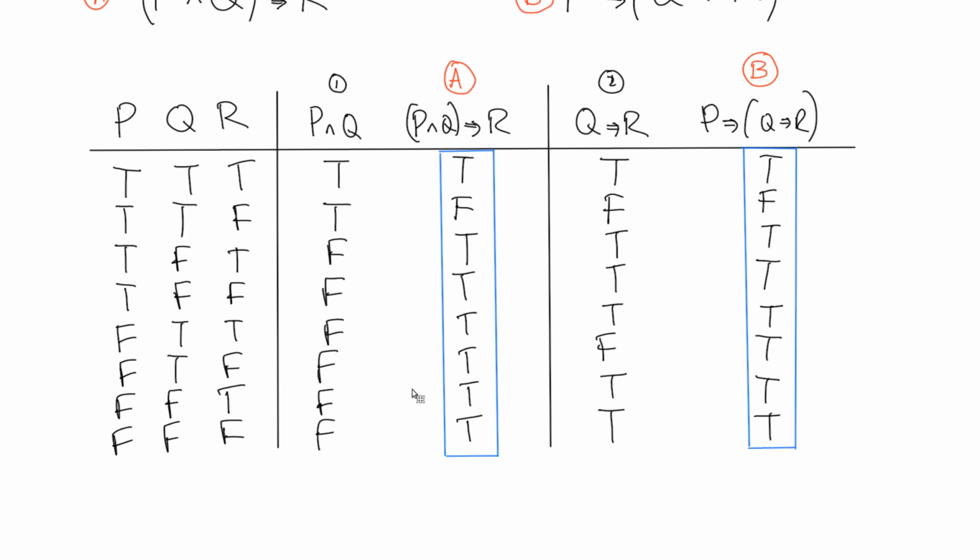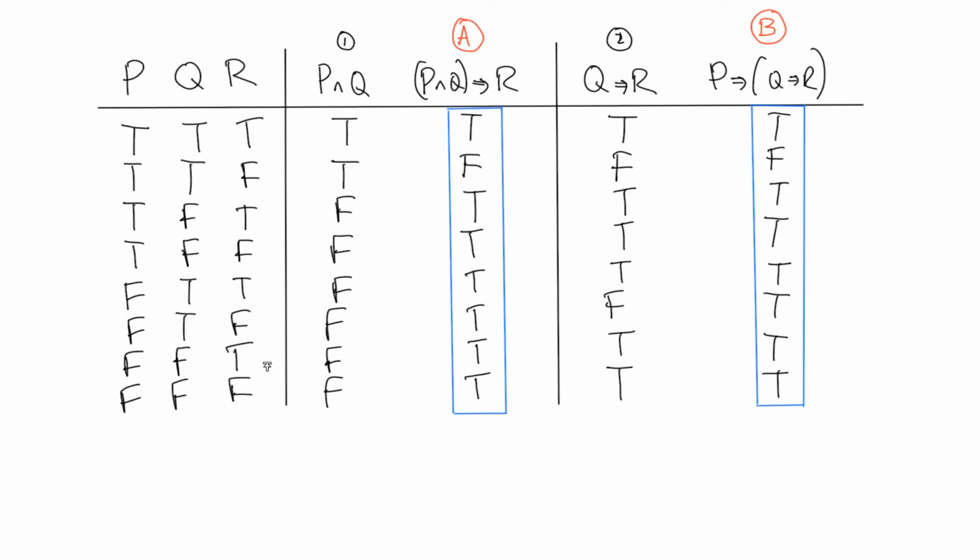So the way I would write this is to say that P and Q implies R is logically equivalent to P implies Q implies R.